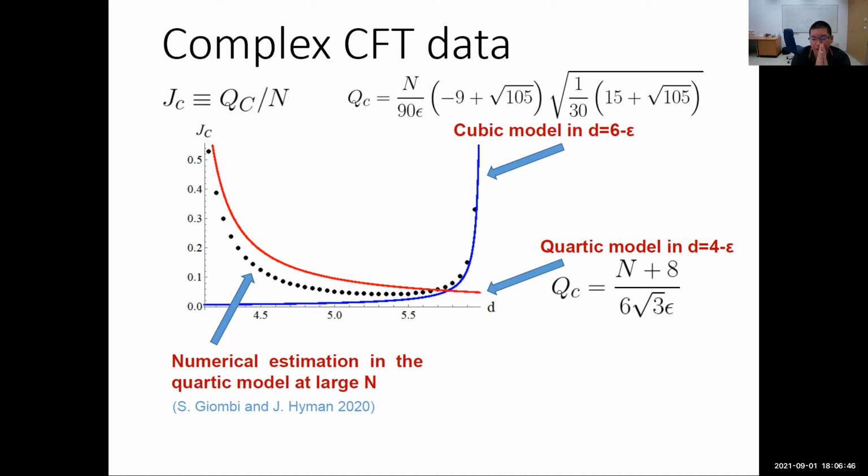I see. Is there any numerical computation to prove or disprove this? Even at q equals 1. Numerical computation, I'm not aware of any of them. Yeah, okay. Bootstrap doesn't usually work. Can be. Non-unitary. Yeah.